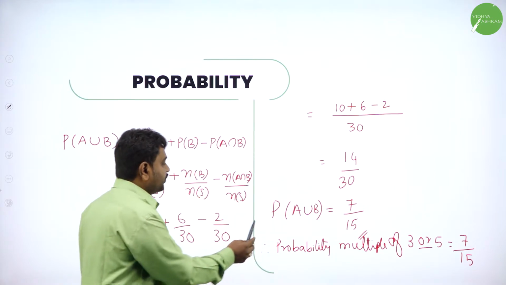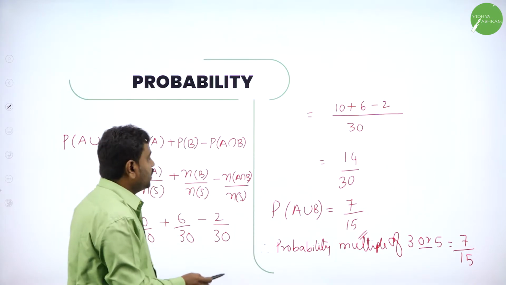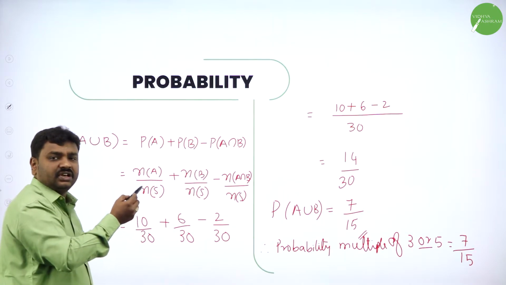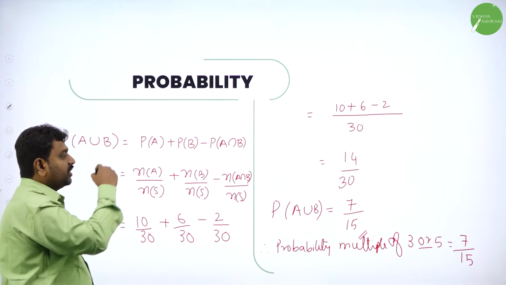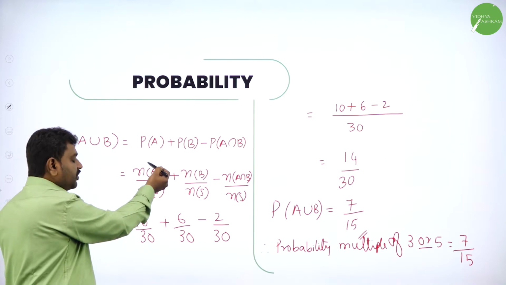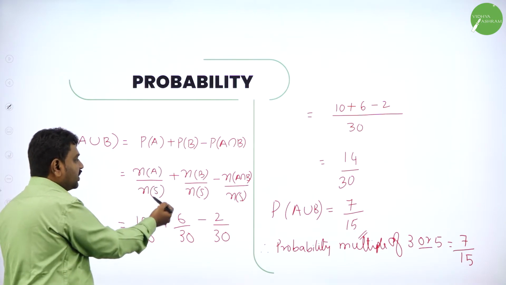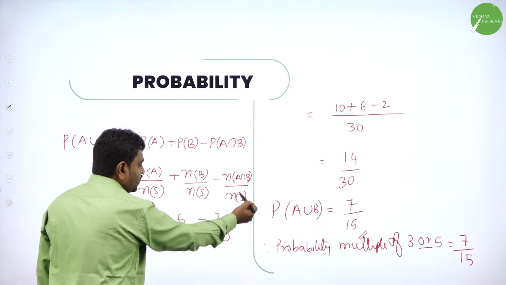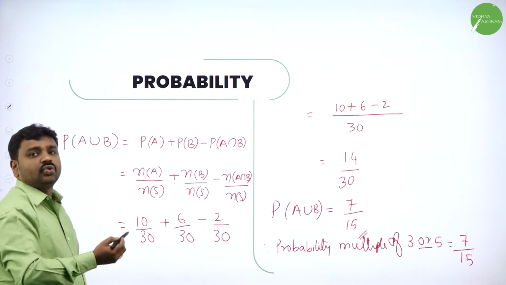Or, in set operation, is union. And P of A or B means P of A plus P of B minus P of A intersection B. This is the formula. This is the axiomatic approach of probability. And then you should know what probability means: favorable by total. P of A is N of A by N of S. P of B is N of B by N of S. P of A intersection B is N of A intersection B by N of S. N of S means total outcomes.